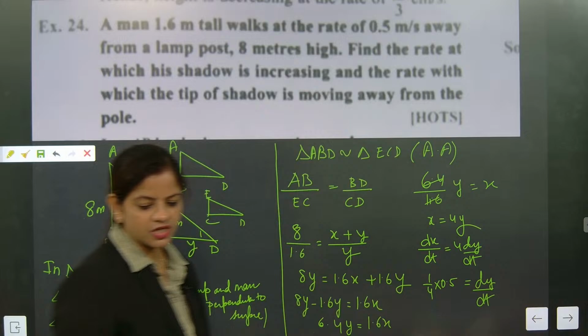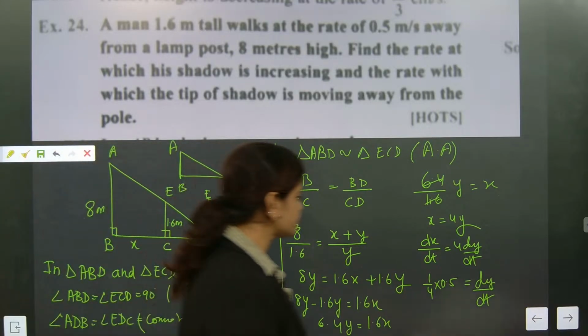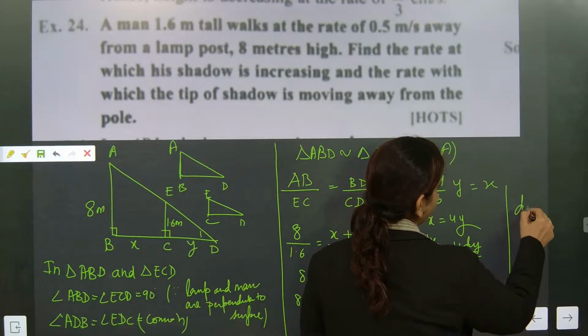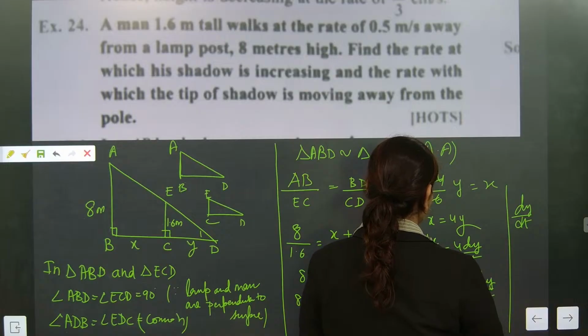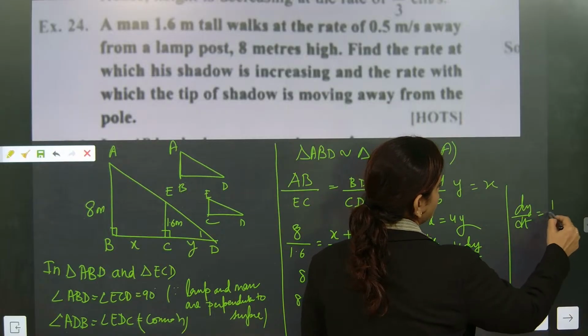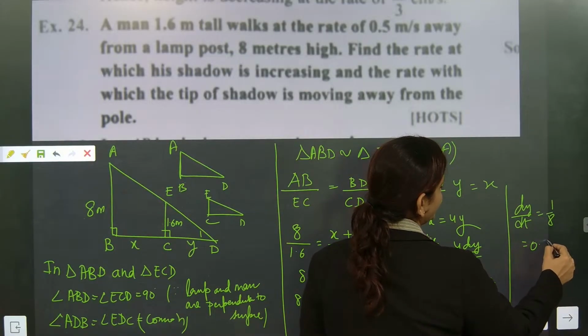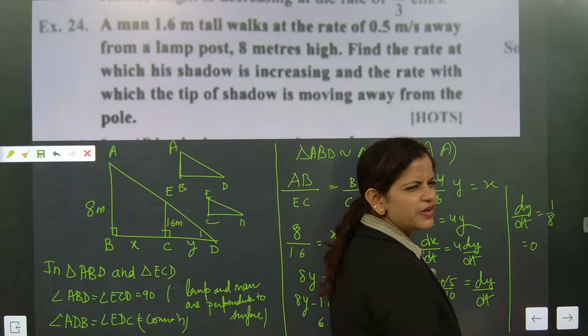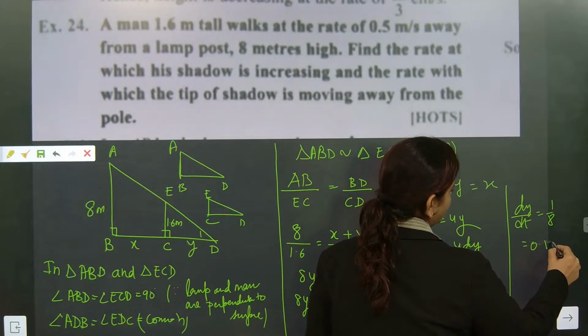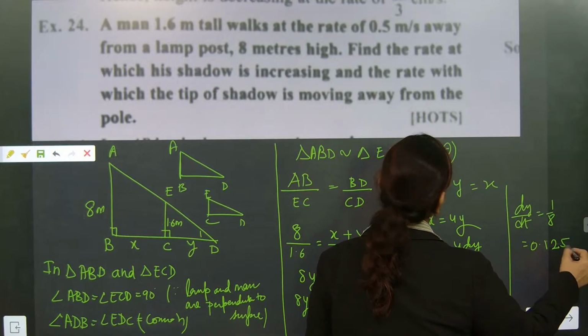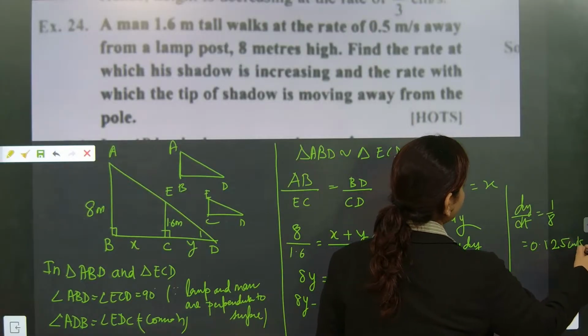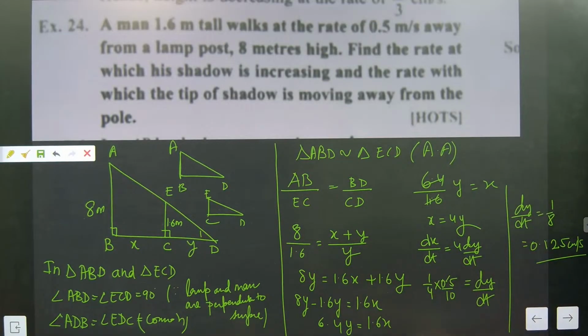What answer is coming? Check first. So dy by dt is equal to 0.5 by 4, so here it is coming as 1 by 8. So it will come 0.125. 8 1s are 8, 8 2s are 16, 125. 0.125 centimeter per second. This is the answer coming. Now, did the answer come or not? It came, right? Very good. Super.